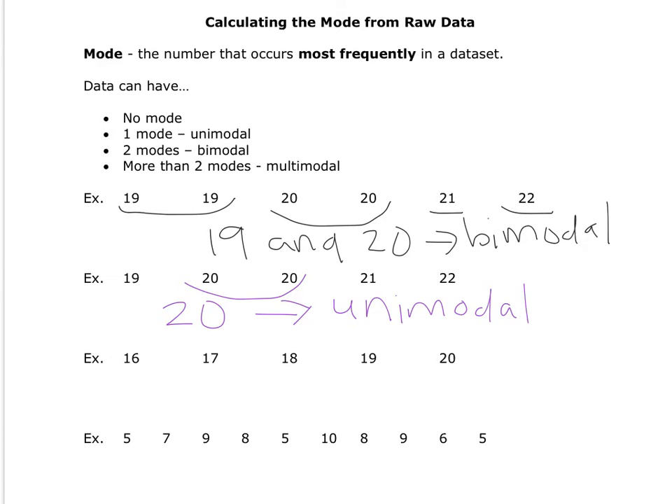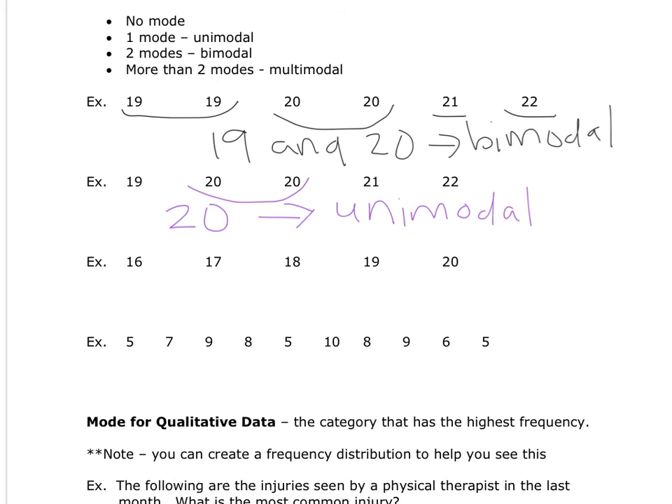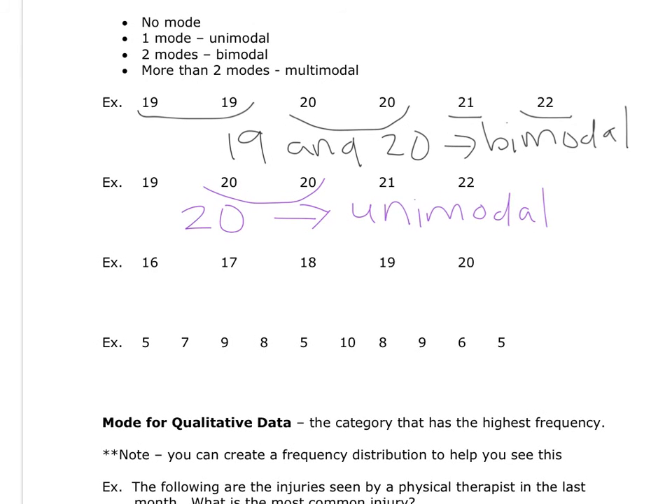Okay. And I want you to take a minute and try the last two. Pause your video and try them. Okay, so this third example, 16, 17, 18, 19, 20, none of them occur more than once. They each occur once. So I have no mode.